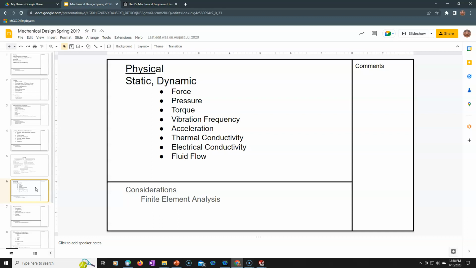So the physical side, on the static and dynamic forces: static means stationary, it's not really intended to move, whereas with dynamic, we're looking at motion, having it perform some type of work. So forces, pressures, torques, vibration, frequency, acceleration, thermal conductivity, electrical conductivity. I mentioned the anodize. Anodize is a way for aluminum to reduce the amount of electrical conductivity. It may not completely eliminate it, but it certainly is a barrier. And then fluid and flow.